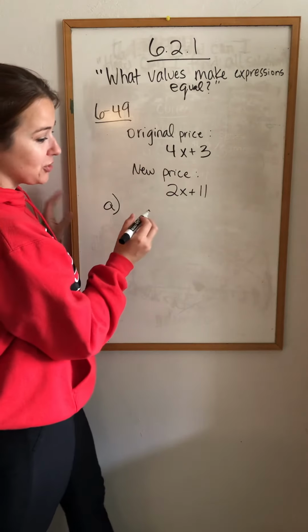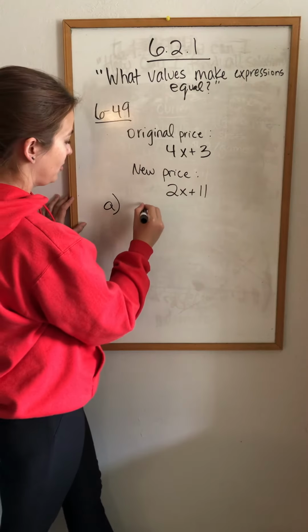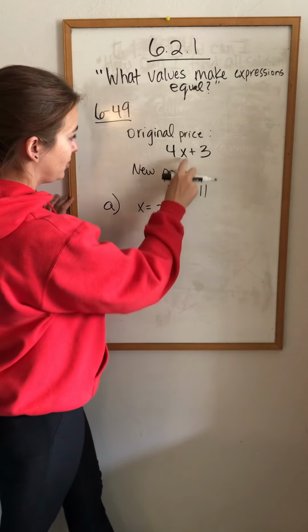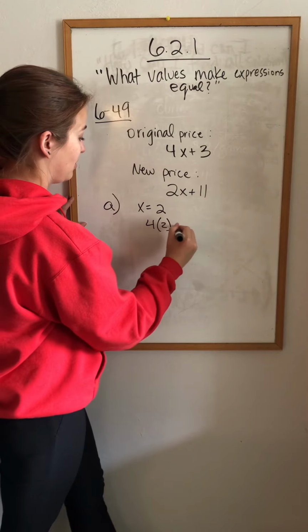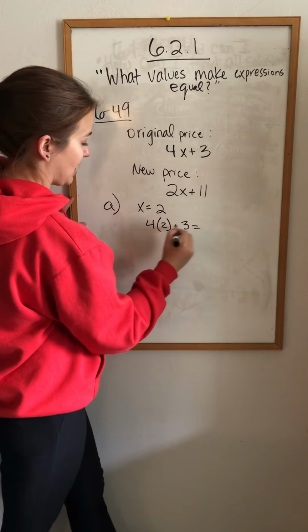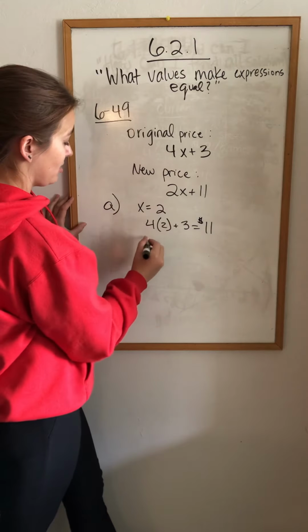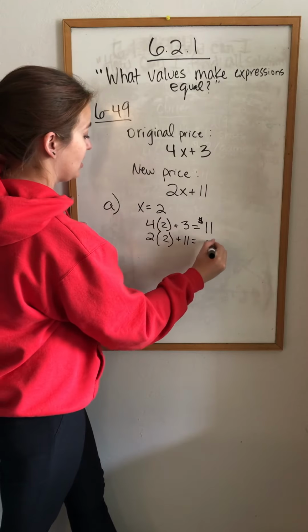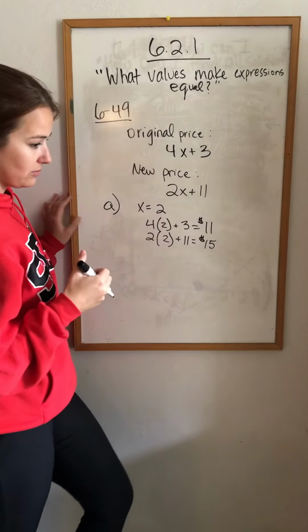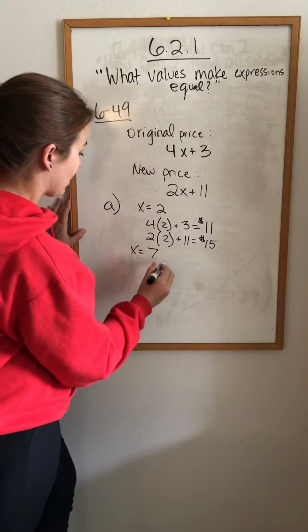So let's plug in 2 for both of them really quick. So it says X equals 2. When X equals 2, let's plug it in there. 4 times 2 plus 3, which is 8 plus 3, which is 11. And then let's plug it in here. 2 times 2 plus 11 is 15. So that works. And then if X equals 7, we're going to double check.